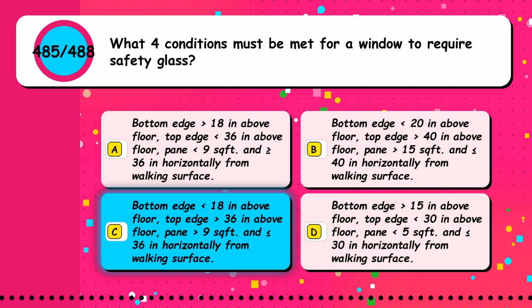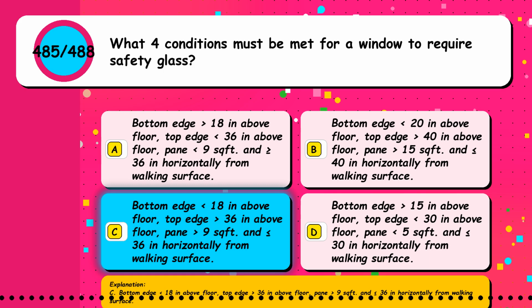The correct answer is option C, bottom edge 18 in above floor, top edge 36 in above floor, pane 9 square feet, and less than or equal to 36 in horizontally from walking surface.